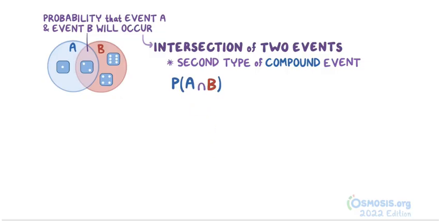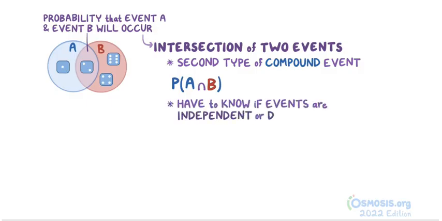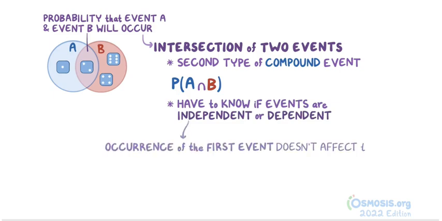To calculate the probability of two intersecting events, you have to know if the events are independent or dependent. Two events are independent if the occurrence of the first event doesn't affect the probability that the other event will occur.